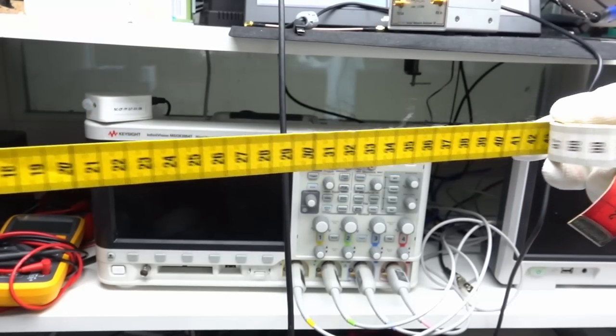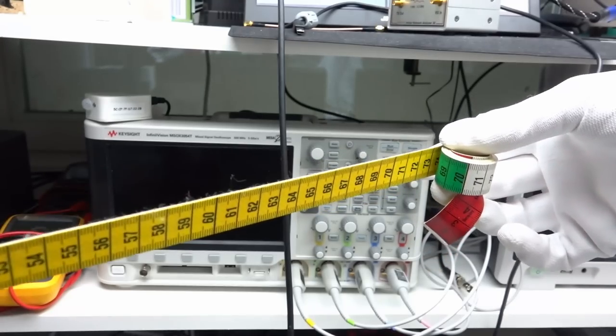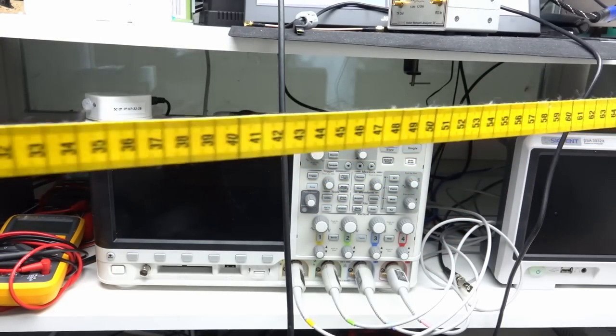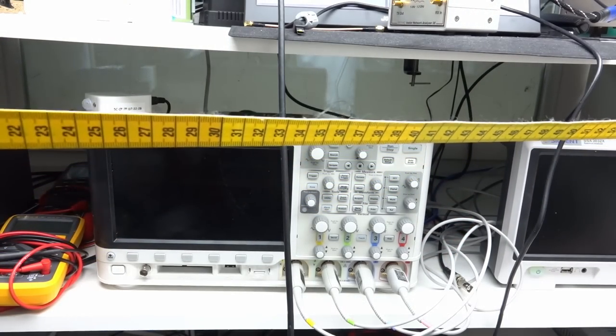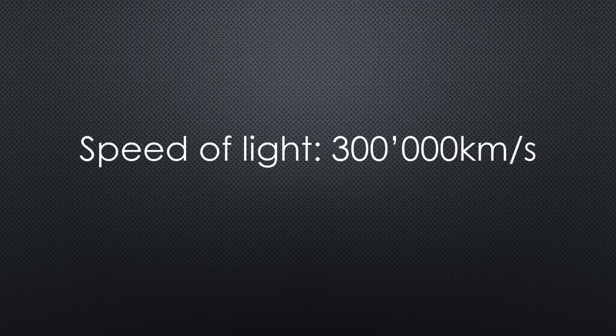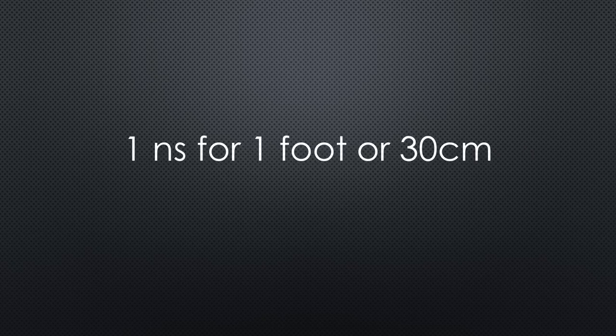Because the satellites cannot use a tape measure to estimate the distance to your location, they have to use something else. They use the speed of light and measure the time radio waves travel from various satellites to your GPS receiver. Light travels at a speed of around 300,000 km per second. It takes roughly 1 nanosecond to travel 1 foot or 30 centimeters. So we have to be able to measure quite precisely.